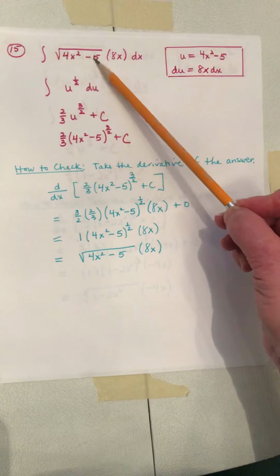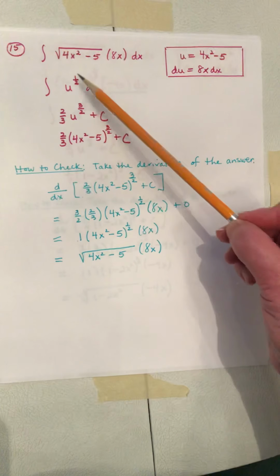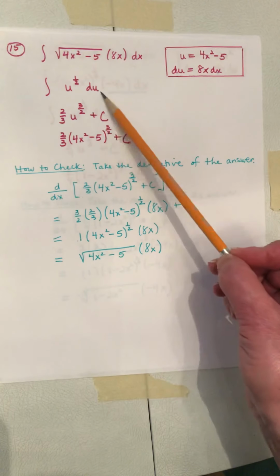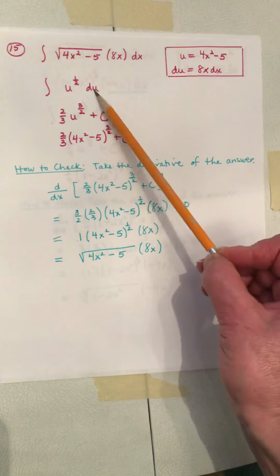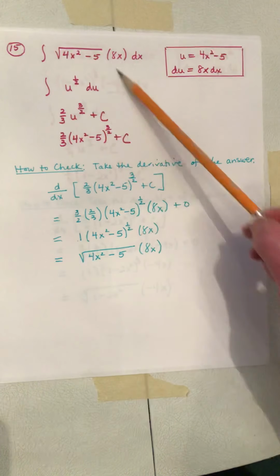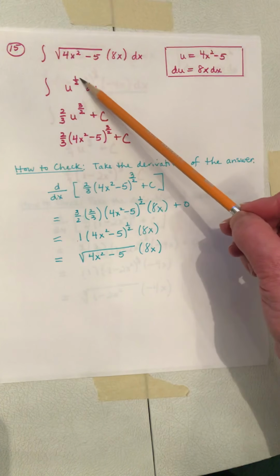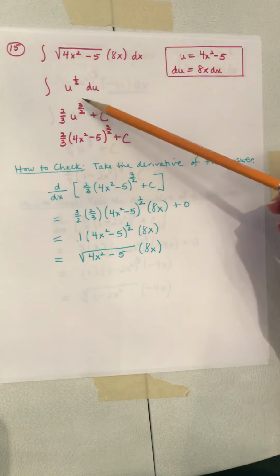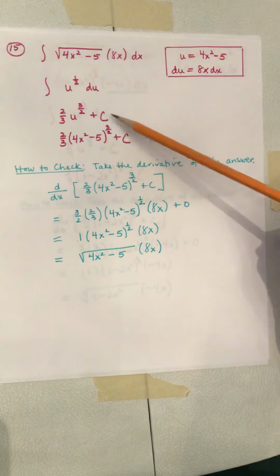Now, we come back to our problem and we use this substitution. So 4x squared minus 5 is replaced by our u. The square root is still there, and that's the 1/2 power. And the 8x dx is represented by our du. So now we've simplified the original problem into a form we know how to integrate. So we add 1 to the exponent, we get 3/2. We divide the coefficient by the new exponent, and if you divide 1 by 3/2, you get 2/3. So we have 2/3 u to the 3/2 plus c.